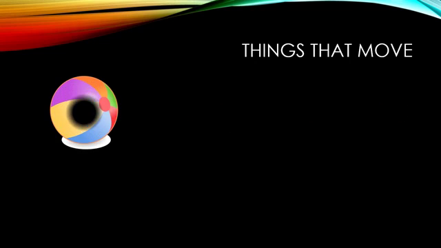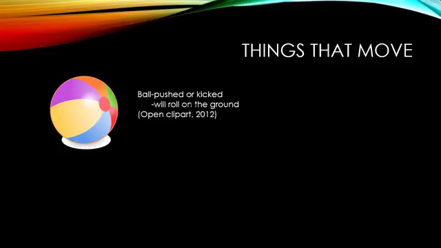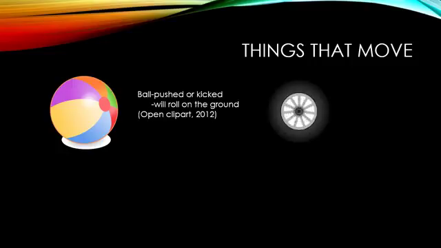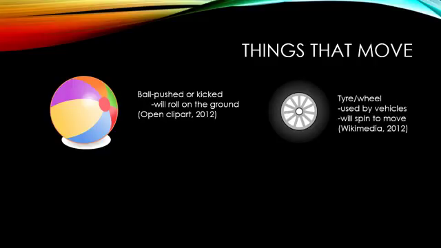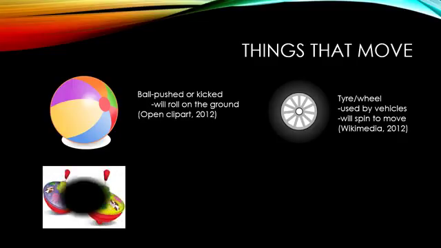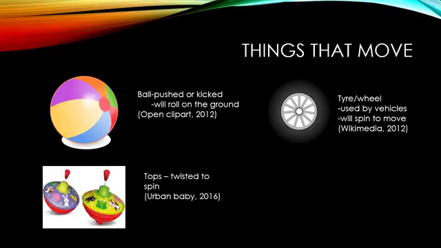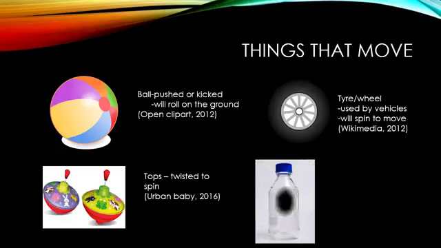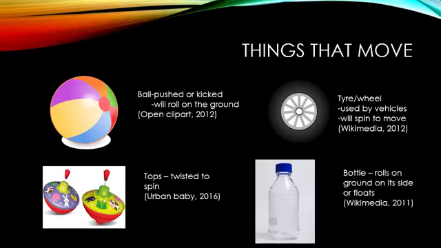So let's look at the things that move with force. A ball, when you push it or kick it, will roll on the ground. A tire or wheel is used by vehicles for movement. For example, a bicycle: when you pedal the bicycle, the wheels will spin and it will start moving. Tops can be put on their pointy bottom on a flat surface and given a twist, and they will start spinning. A bottle can be laid on its side and given a push and it will start rolling on the ground, or you can put it on water and it will start floating.